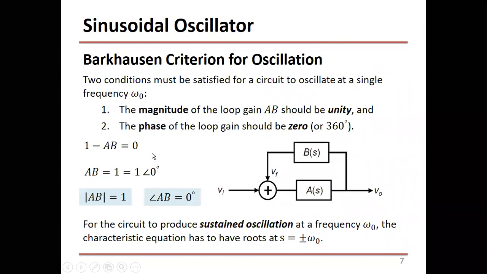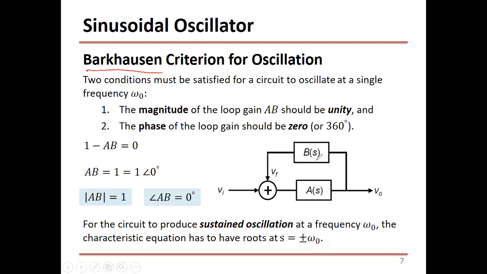Okay, so what are the conditions? If you have a positive feedback circuit like this, what are the conditions to make this circuit oscillate? There are two conditions known as the Barkhausen criterion. I don't know how to pronounce this name, but it's the Barkhausen criterion. For oscillation to happen, you have two conditions.